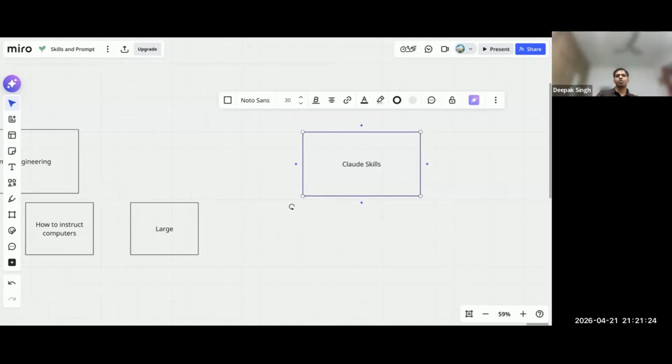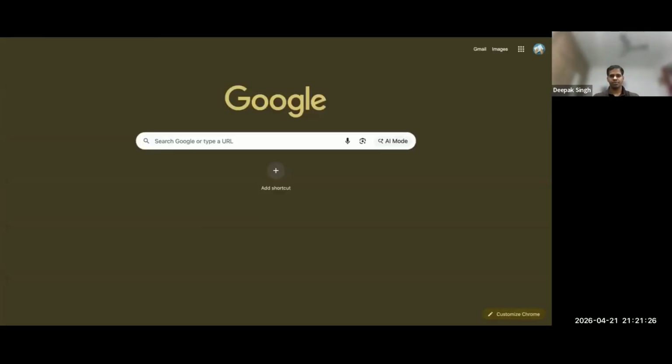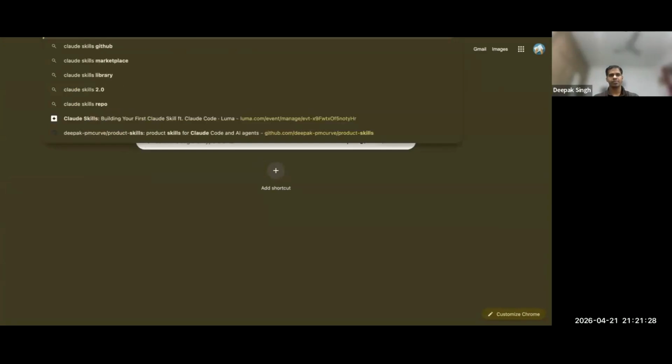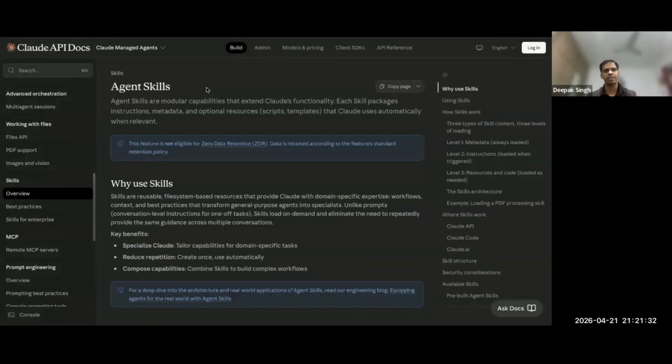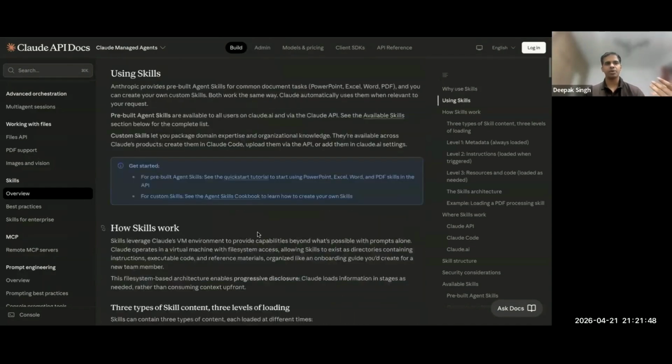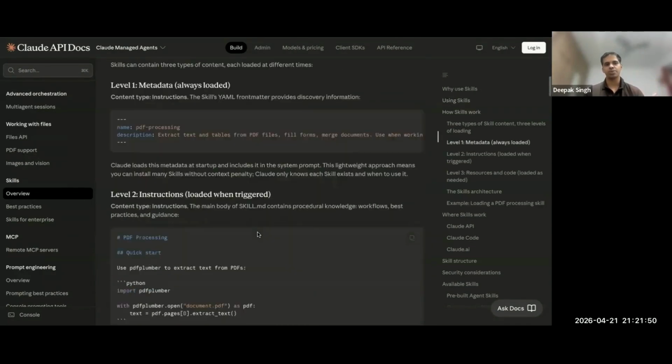So Claude skills, if you have to learn, the best place to actually learn is to go through Claude. One of the things that Anthropic does really well as compared to other hyperscalers or AI labs is it writes in very simple language how to use a particular product that they have launched. They have this entire section of agent skills where they write about how to use skills, how skills work, and all that.